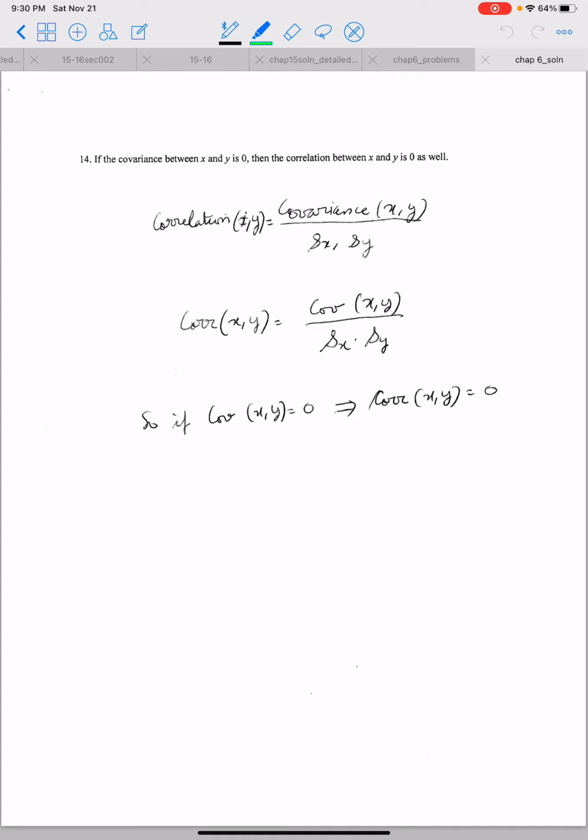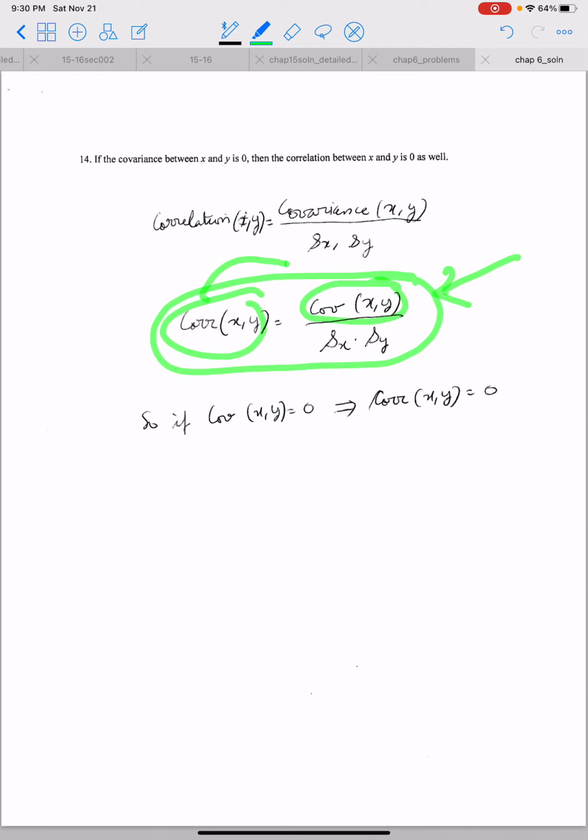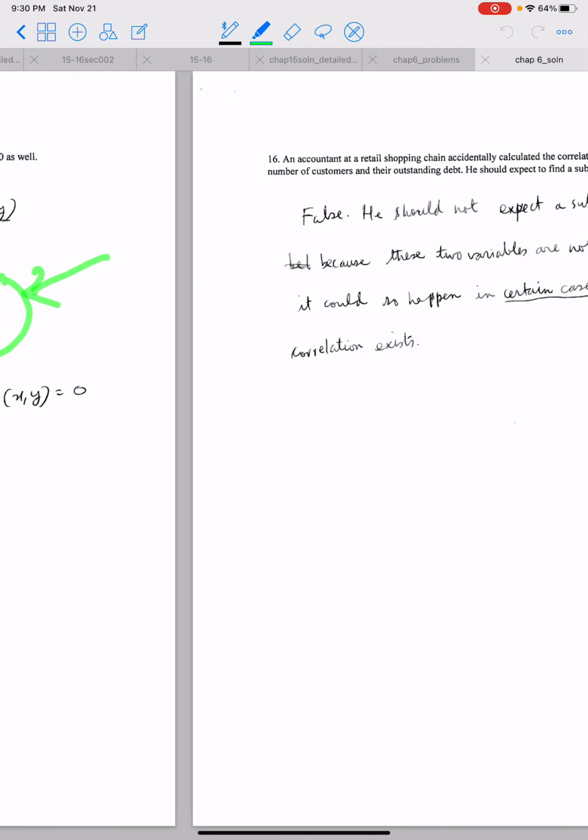If the covariance between X and Y is 0, then the correlation between X and Y is 0 as well. That is true, because based on the formula relating covariance and correlation, as you can see, if one is 0, the other is 0 too, and vice versa.